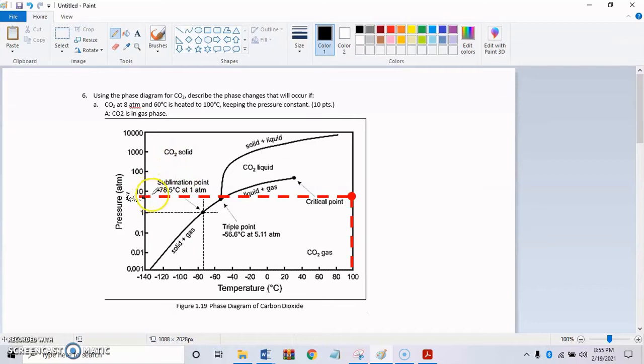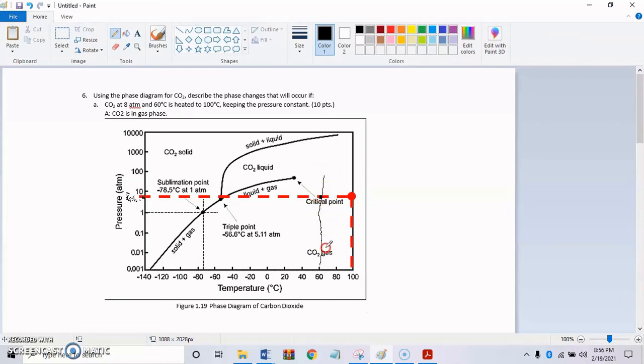So if we draw a horizontal line, this red line here, keeping the pressure constant. Keeping the pressure constant, we add temperature increments. So if we go to the right, the temperature also rises. As you can see in the x-axis here, the temperature is from negative 40 degrees Celsius up to 100 degrees Celsius for the carbon dioxide. By keeping the pressure constant and going to the right, we can increase the temperature of the carbon dioxide. The question says 60 degrees Celsius heated to 100 degrees Celsius. Where is 60 degrees Celsius? Here, right? By drawing a vertical line up, it is here.